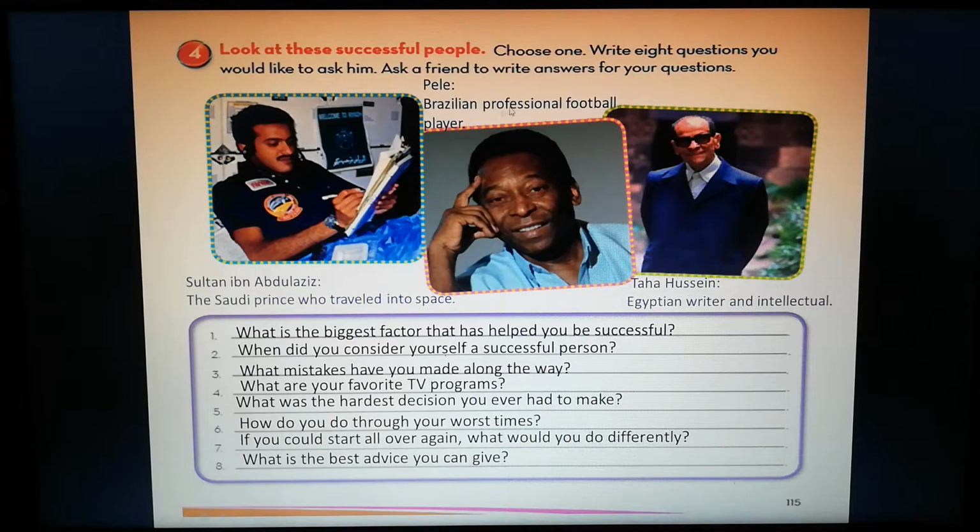He's a Brazilian professional football player. Number 3, Taha Hussein. Taha Hussein is an Egyptian writer and intellectual.